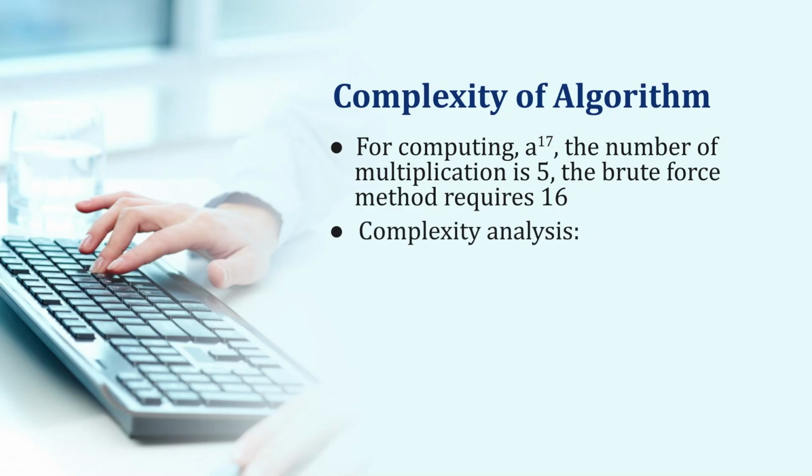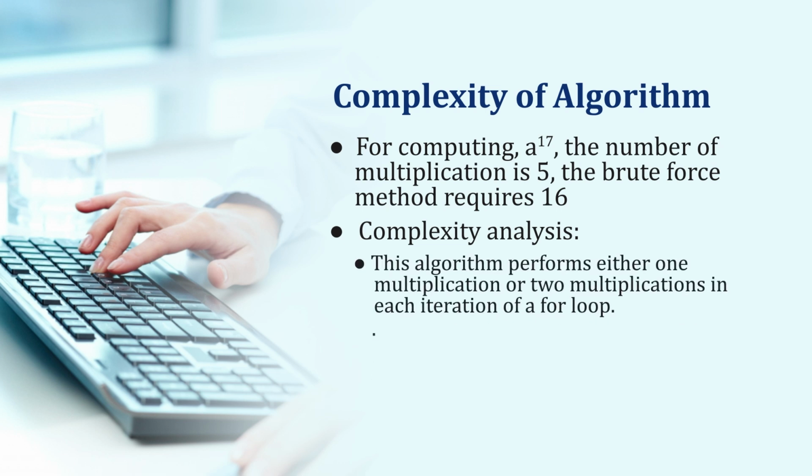Now looking into the complexity of the algorithm, as we have discussed, for computing a to the power 17, the number of multiplications is just 5. The brute force method requires 16 multiplications. And the complexity analysis of this particular algorithm says it performs either one multiplication or 2 multiplications in each iteration of the for loop.